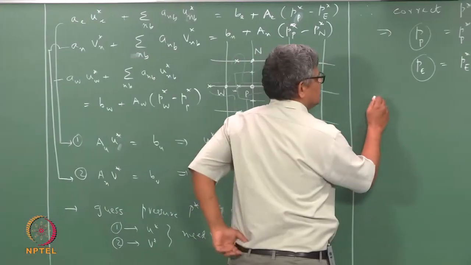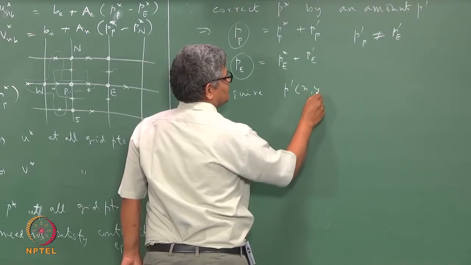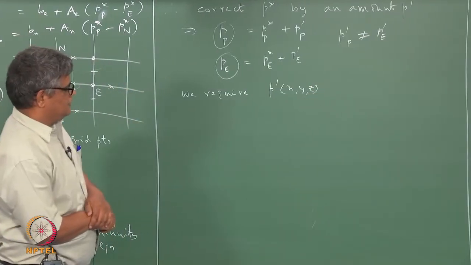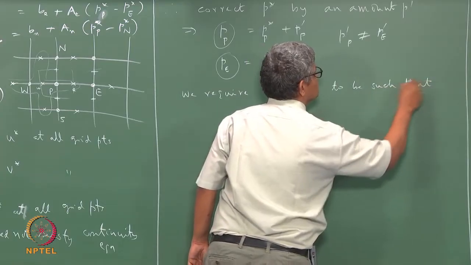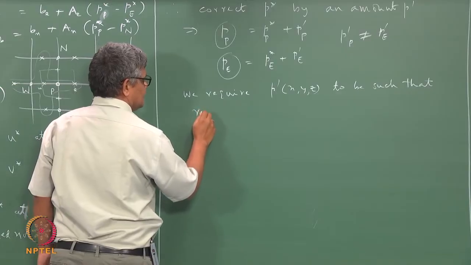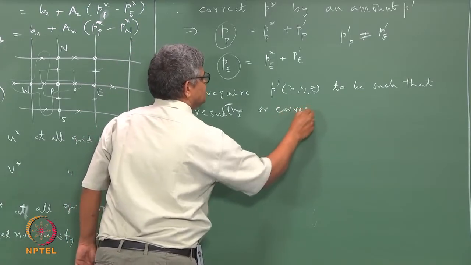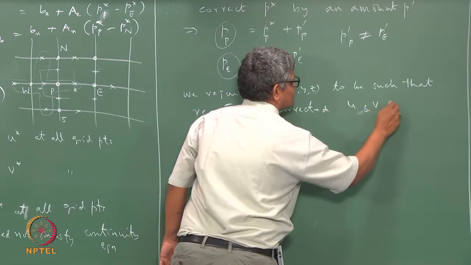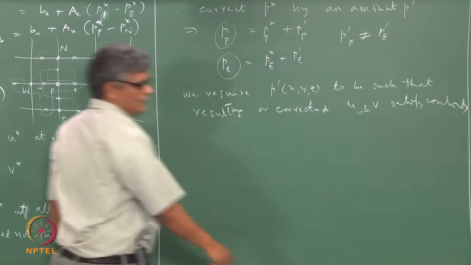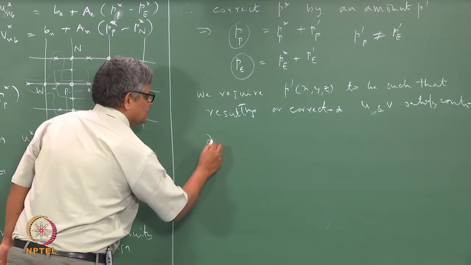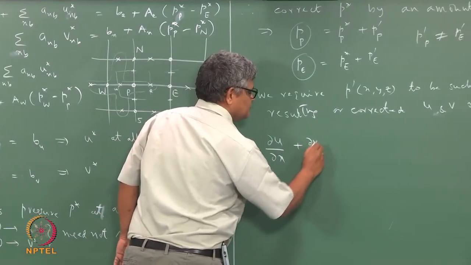Okay. So we require P prime, let us call this as xyz, because these are field values, to be such that resulting or corrected u and v satisfy continuity. Okay. So what we mean by this is we have the continuity equation, which for two-dimensional incompressible flows can be written as dou u by dou x plus dou v by dou y equal to 0.